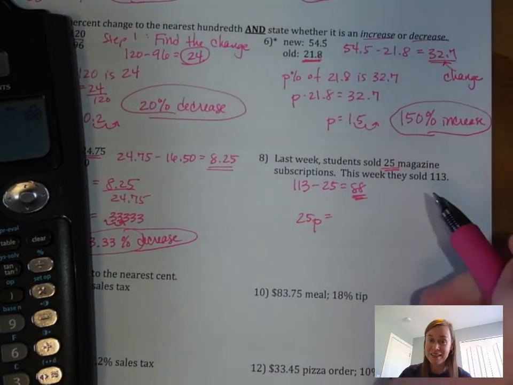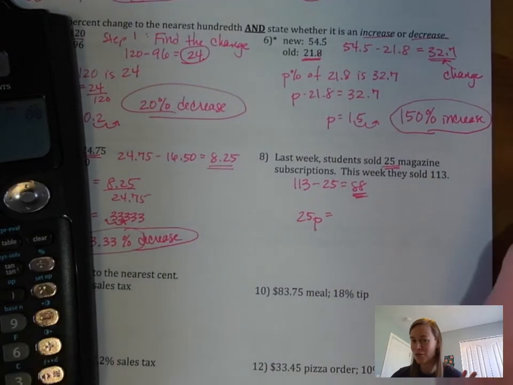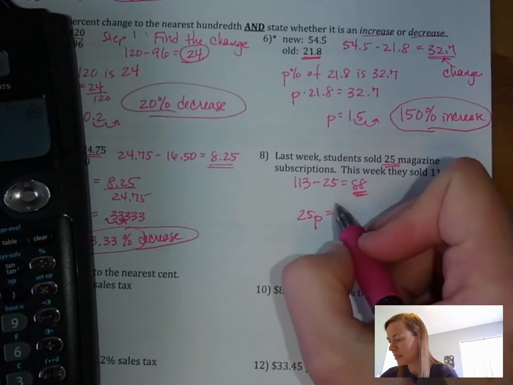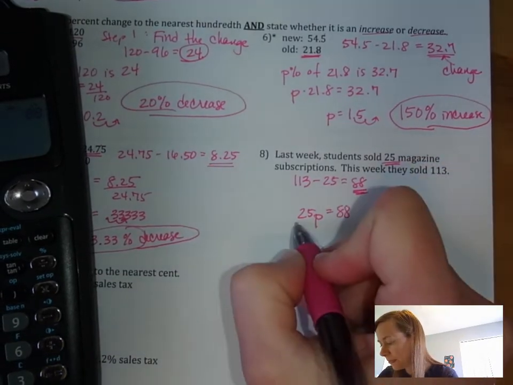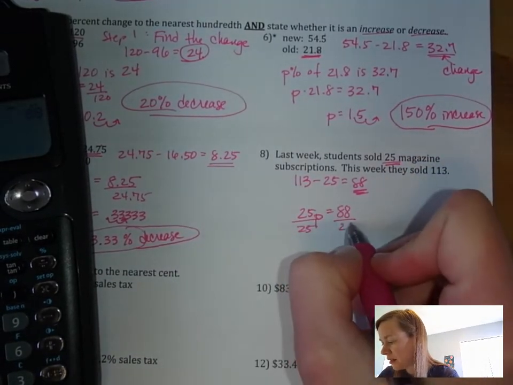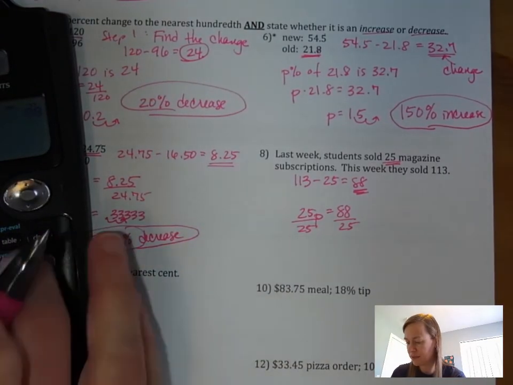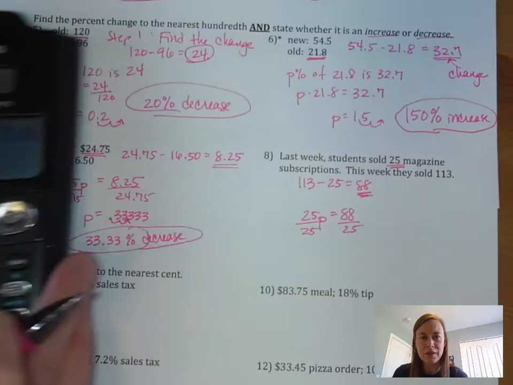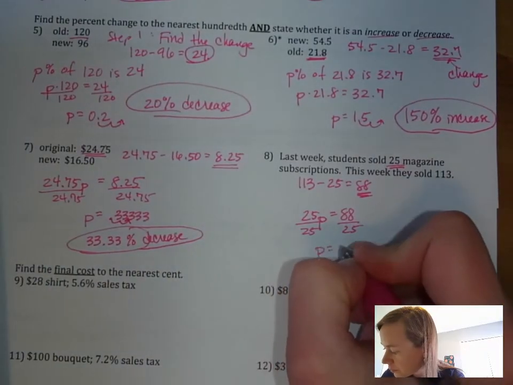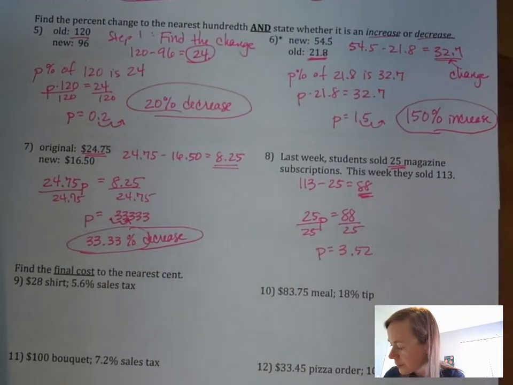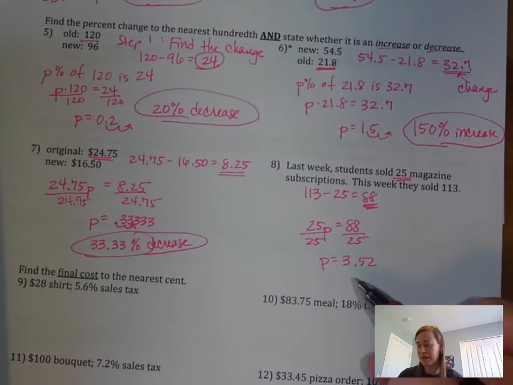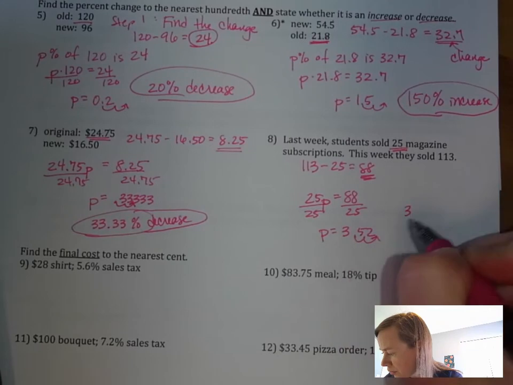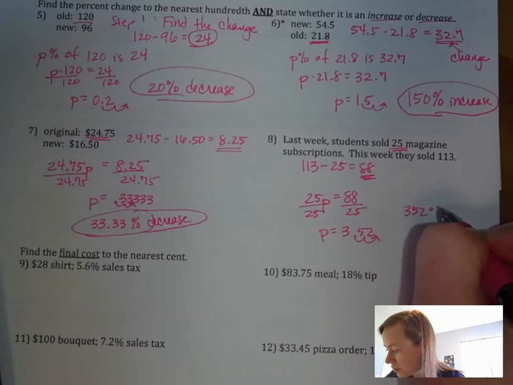Don't set it equal to that. It'll get you the wrong number, unless you're doing it a different way. I know some of you are, and that's okay. But the way I'm doing it, set this equal to the change, which is 88. And then divide both sides by 25. 88 divided by 25, 3.52. All right, so now that p reminds us we still have to move our decimal, so we're going to move it 2 places, 1, 2, and get 352%.